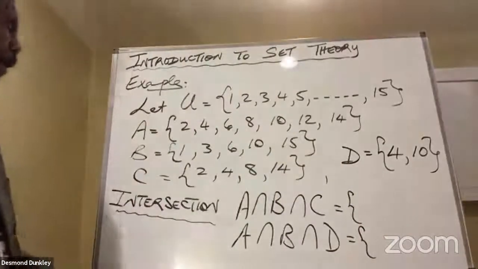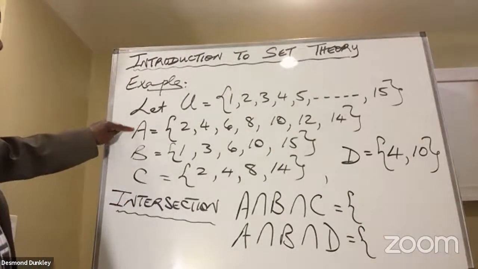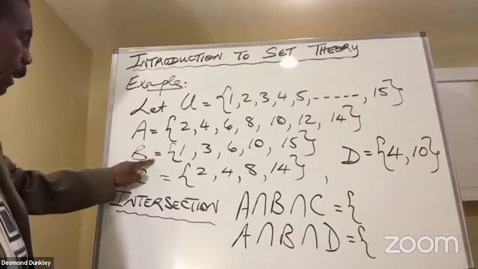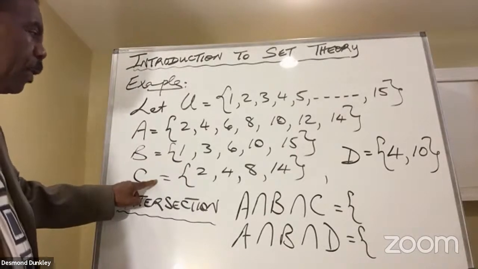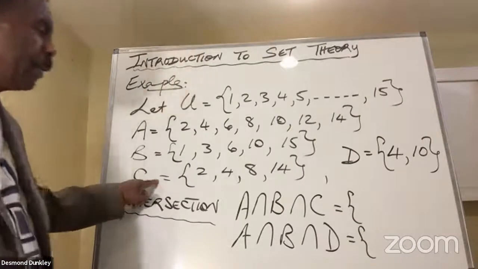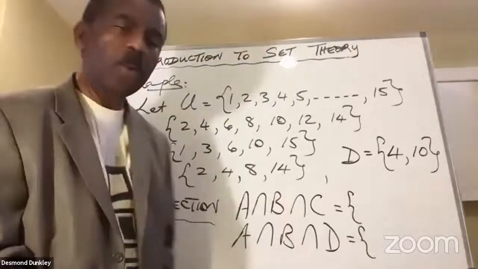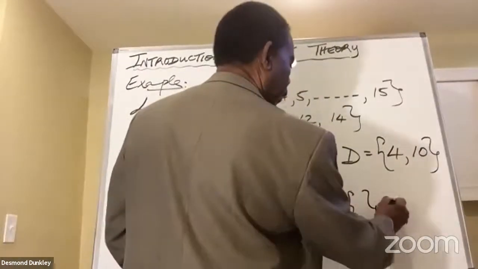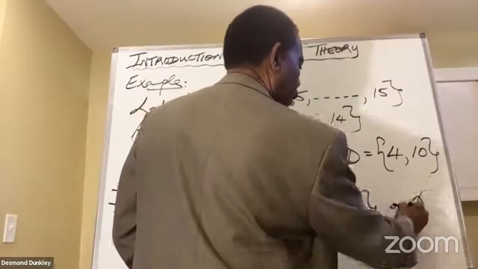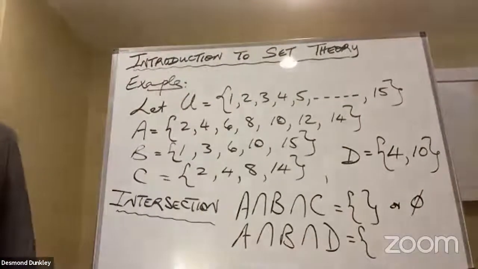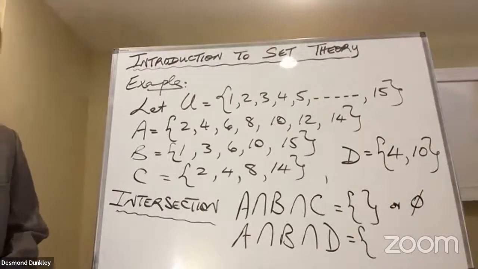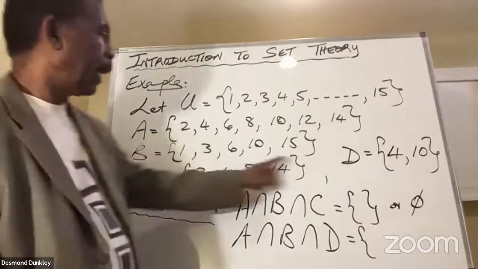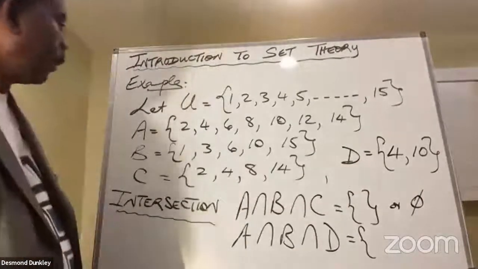Okay, ready. Is there anything common to A, B, and C? Well, we already discovered that B and C have nothing in common, so therefore all three would have nothing in common, or a null set, empty set.